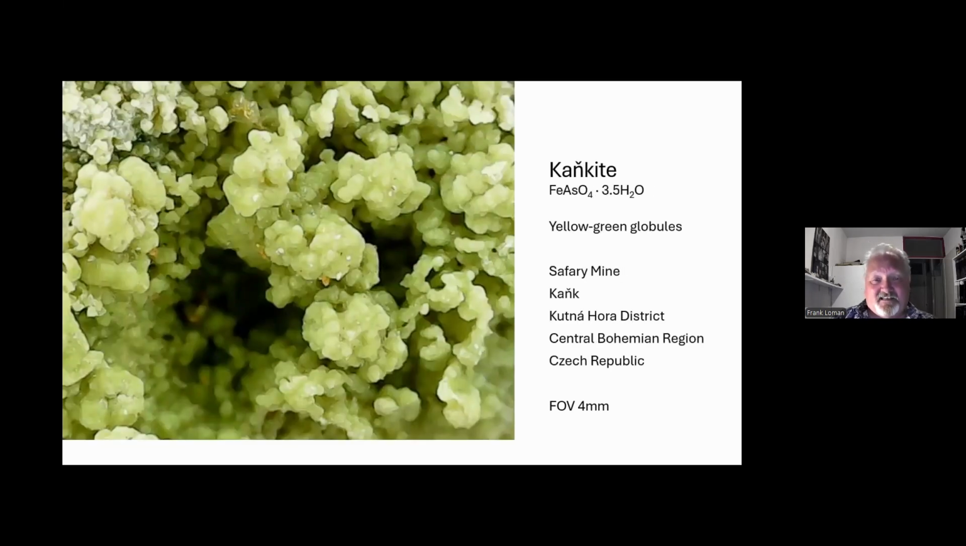Kankite, well, as the name suggests, it comes from the mountain Kank, which is in the central Bohemian region in Czech Republic, and they form yellow-green globules.